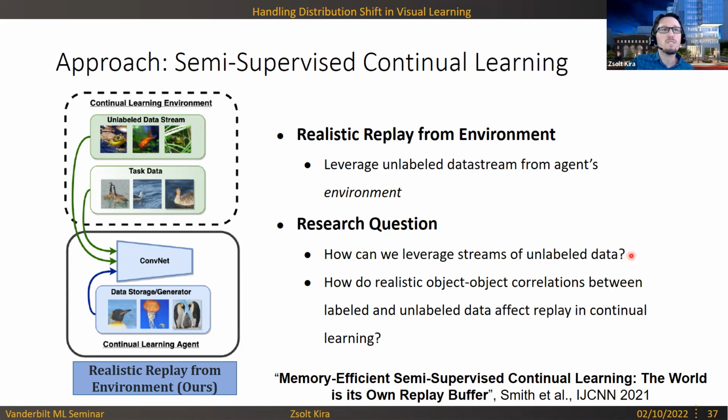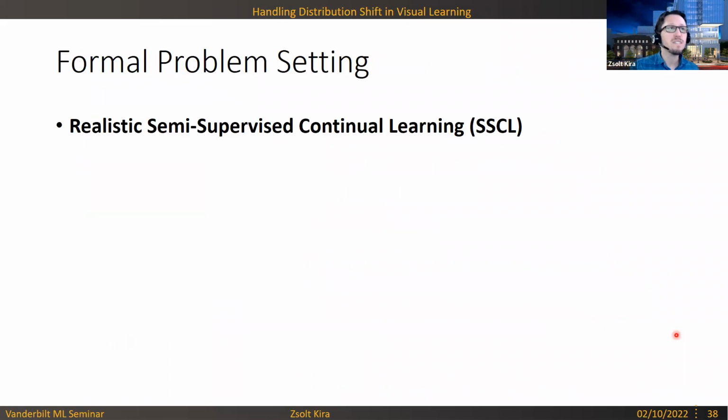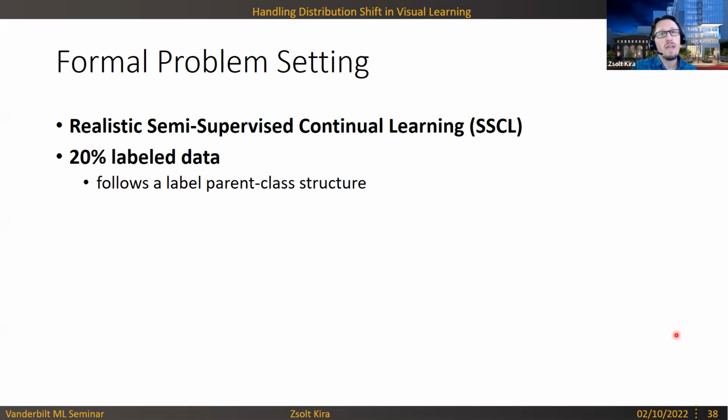There's some prior work that has done this, mostly for the web data case where you have very large unlabeled data sets. But really what we're looking at is how to specifically do it for particular types of distributions of data, specifically ones that have correlations. If you think about an agent moving around in a kitchen or some other type of environment, it'll see correlated sets of objects. That is, in the kitchen, there's a bunch of types of objects that tend to appear together. So one question that we asked in this work is, does that actually affect some of the prior methods that looked at semi-supervised continual learning? And if so, how can we fix that? The formal problem that we set up is what we call realistic semi-supervised continual learning. Here, we have again a semi-supervised setting where we have, let's say, 20% labeled data.